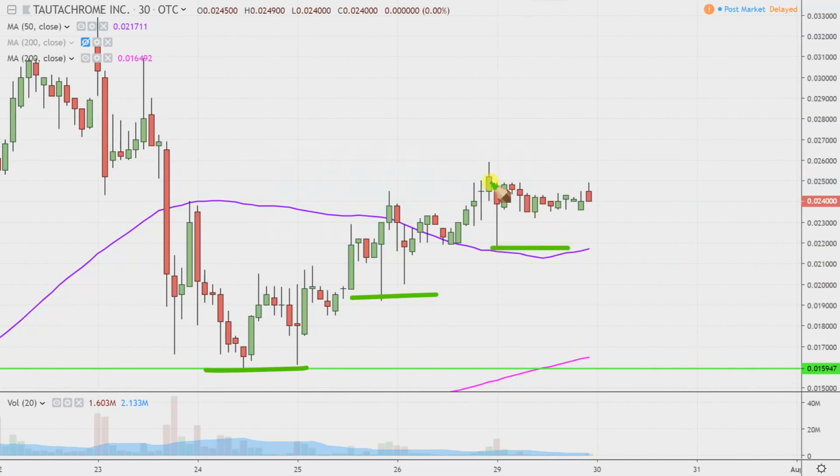There does seem to be a little area of resistance right here at the 0.025 mark, so that'll be something that needs to be cleared up above. But overall, resistance levels really don't matter that much because as long as the price keeps chipping away with the higher bases and higher lows, then eventually everything else will take care of itself, including breaking levels of resistance.